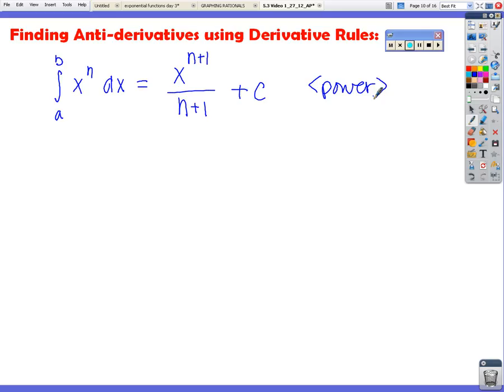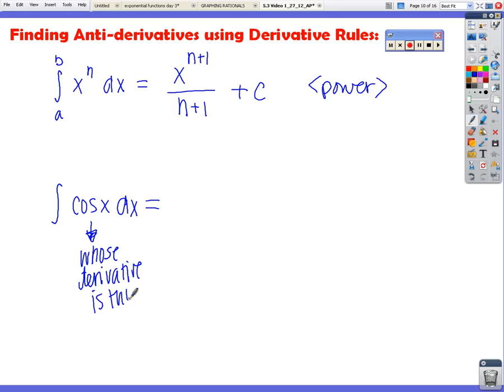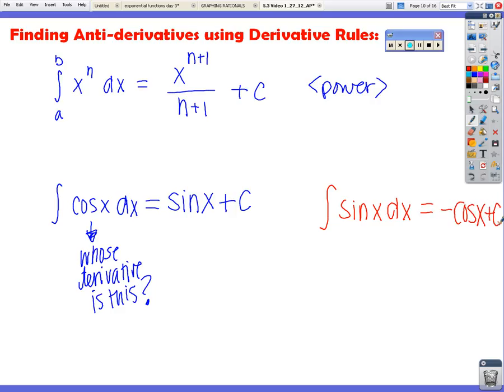So what do I mean by that? Let's see, if I gave you something like this, you would have to figure out whose derivative this is. And obviously the answer is sine's derivative is cosine, therefore sine of x plus c would be the answer. And then we can go over here and do the integral of sine of x dx. And most people want to say it's cosine. But if you think about it, cosine's derivative is negative sine of x. Therefore, whose derivative would give us a positive sine of x? It would have to be negative cosine of x, and then plus c, of course.